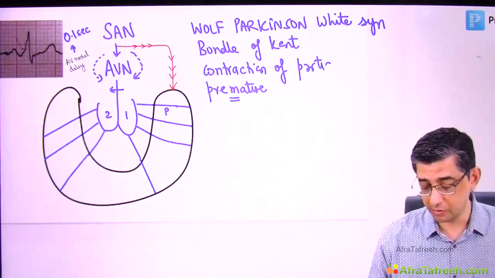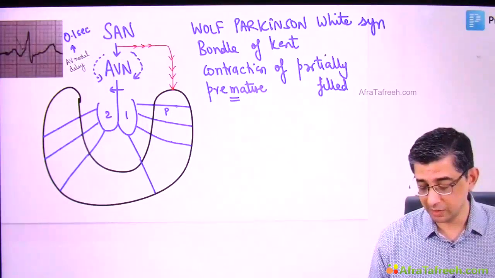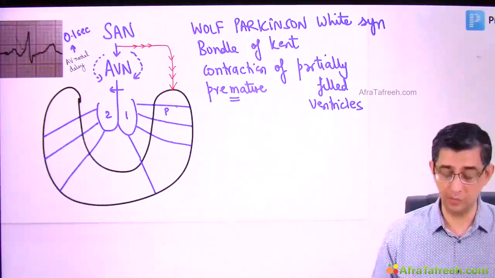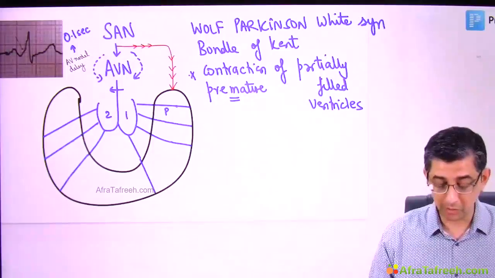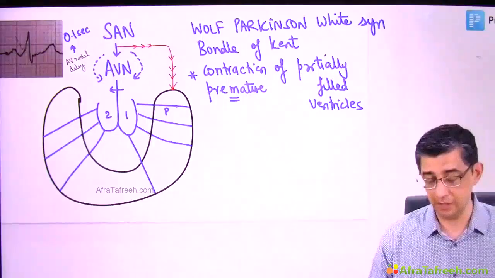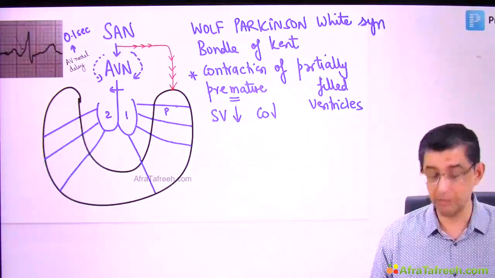I want you to focus on the statement that I've highlighted at least twice, because this is the crux of this discussion. In fact, two conditions that I'm going to explain to you in the next 10 minutes or so will mainly focus on this statement of mine. Premature contraction of partially filled ventricle, which explains the relatively less stroke volume, which explains the relatively low cardiac output of these patients.